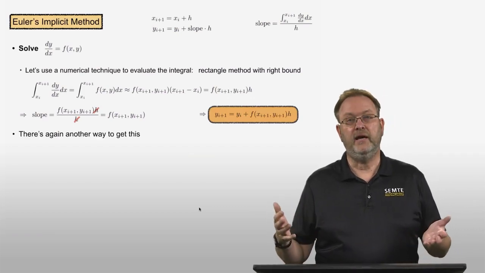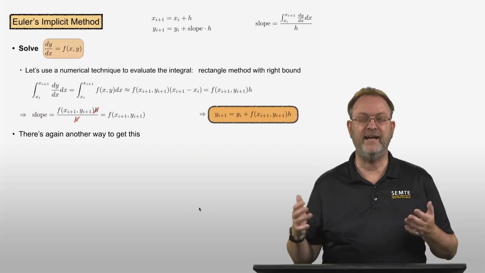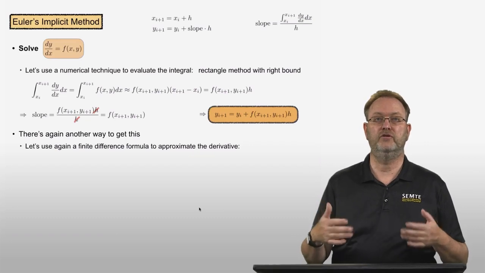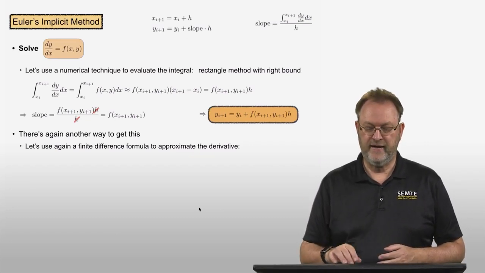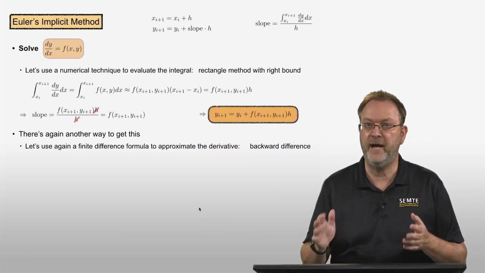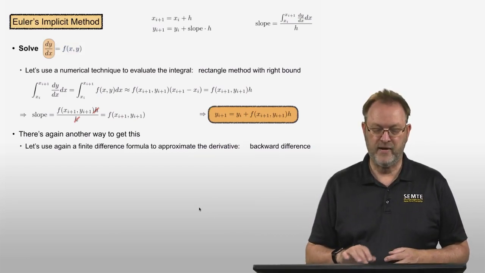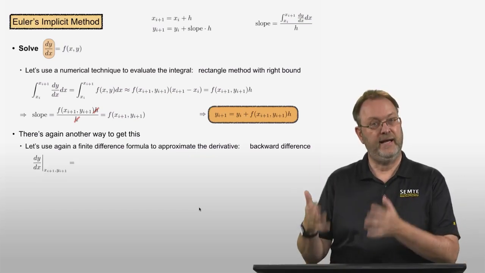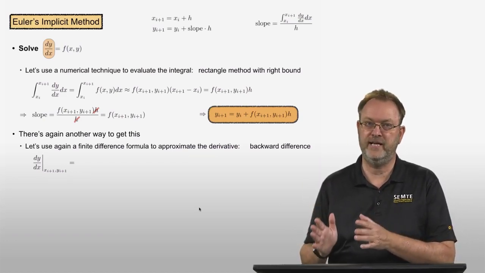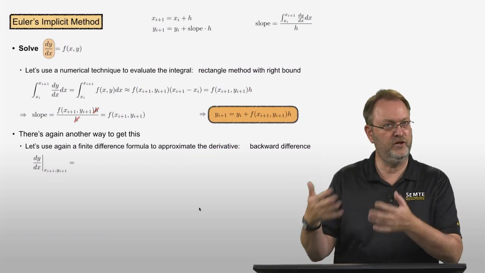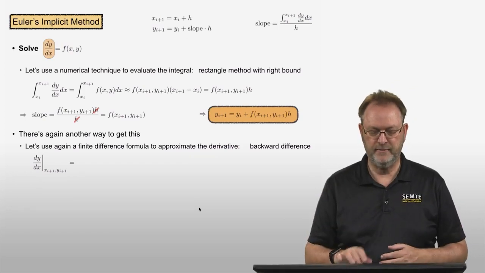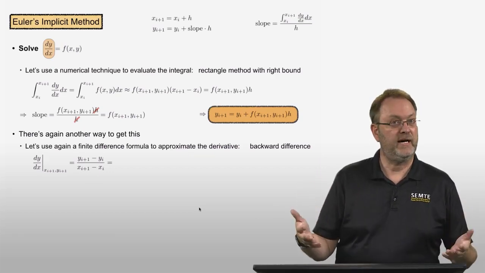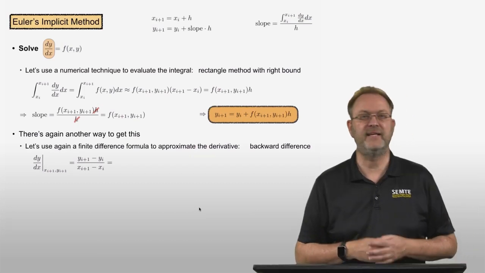But there's again another way to arrive at this equation using finite differences. So if we go back to the ODE, I'm going to approximate the derivative dy/dx using a finite difference formula, in this case the backward finite difference formula. I can write dy/dx at x_{i+1}, y_{i+1}, because I want to approximate this going backwards. So I start at my new value, x_{i+1}, y_{i+1}. Using backward finite differences, that then is y_{i+1} minus y_i divided by x_{i+1} minus x_i.